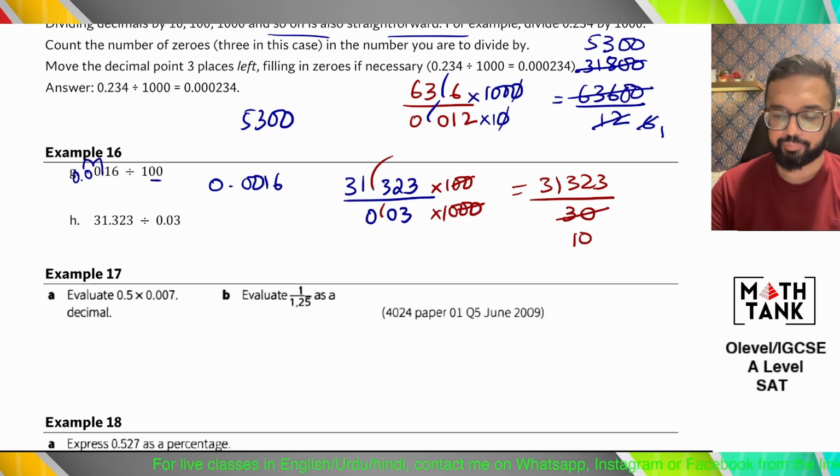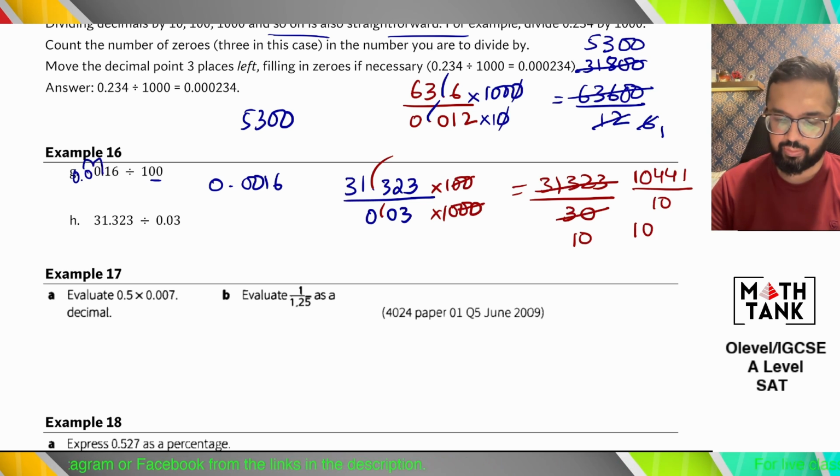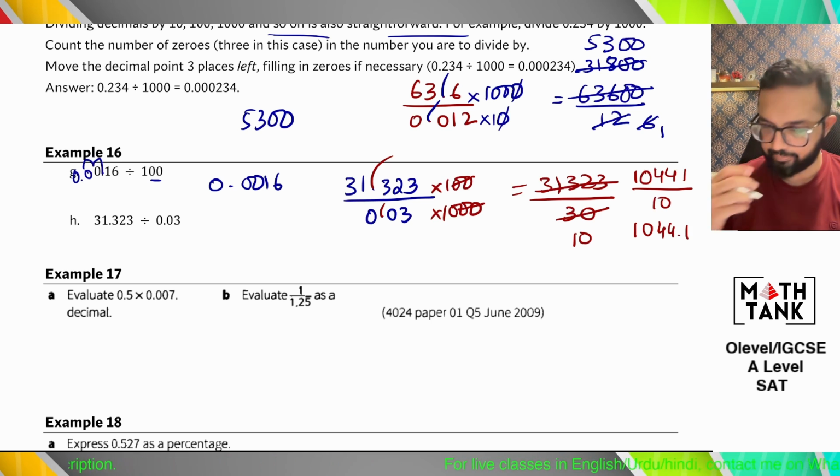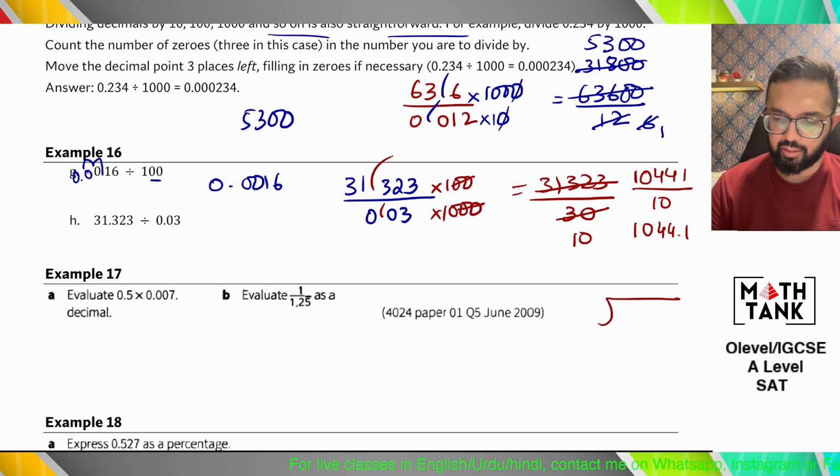3 times 10. Start dividing by 3. 3 times 1. Okay. 3 times 4. I'll need a 0 because 1 doesn't divide with 3. So 4. And then 4 is 12, then 4 times and divide by 10. So that gives me 1044.1. I'm hoping I've done this correctly.